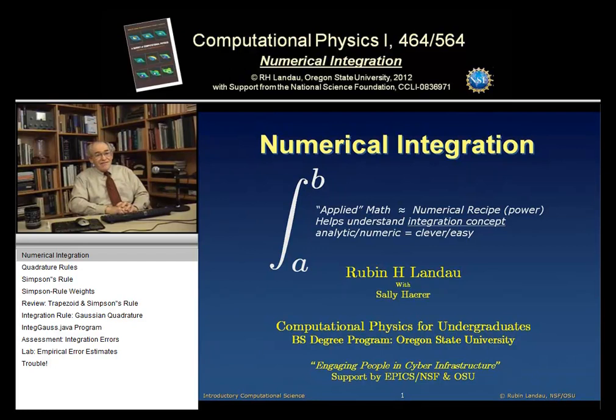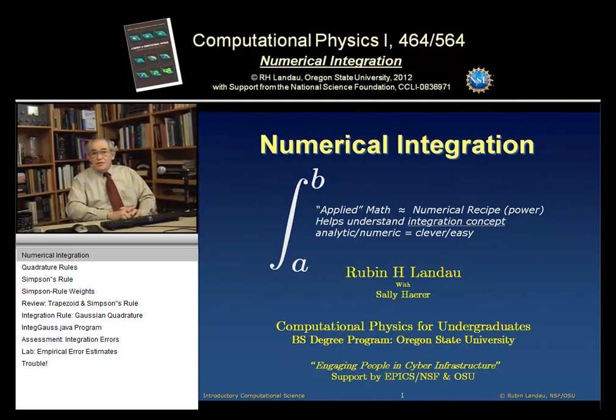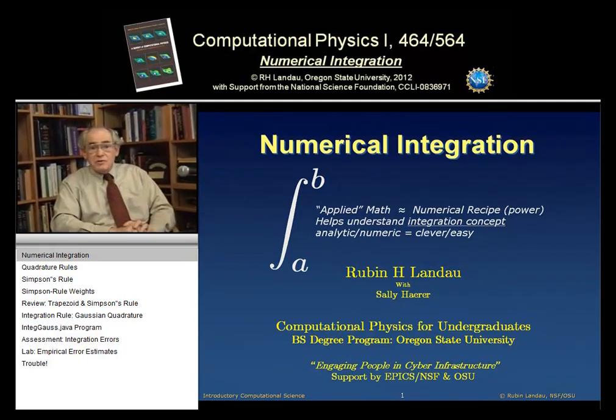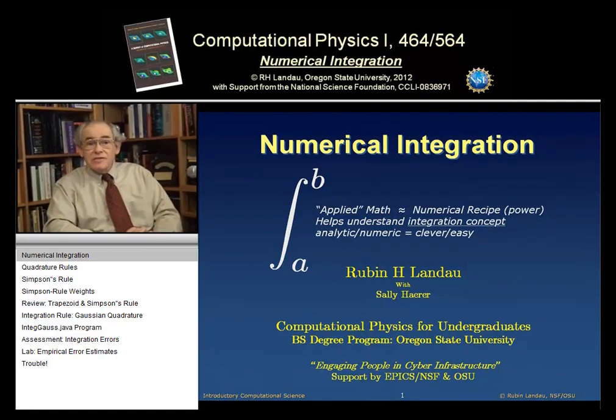And you may think, I've had enough of math in my math classes. Well, this is different, really. This kind of applied mathematics is like a numerical recipe. And it's a numerical recipe that gives you power to do things. In particular, after this lecture, after you've studied this material and mastered it, you should be able to feel free to integrate most anything numerically, and it's easy.